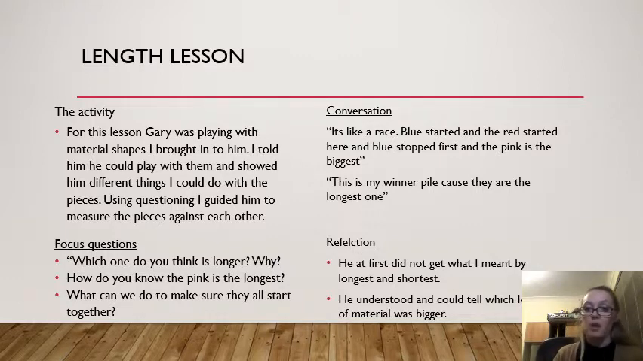We started doing that with the triangle pieces of material that I had and some other thicker pieces of material. He'd line them up and then tell me that this is the winner pile and take the longest one and put it into that winner pile, and I got the loser pile. So he was showing me that he understood which one was longer and which one was shorter, which one was bigger, and he would overlap them and could tell me which one overlapped more and what he could see on the outside.